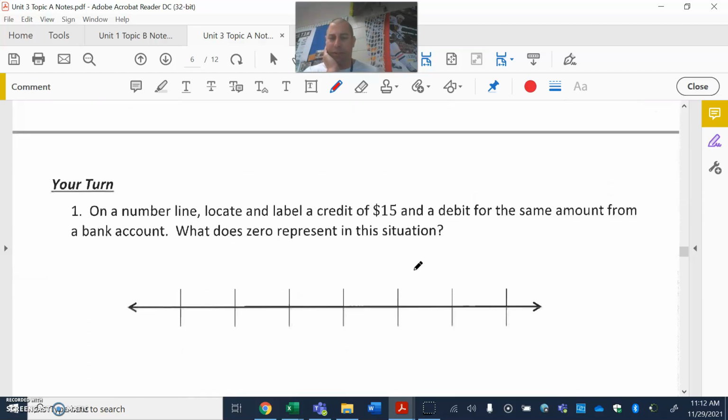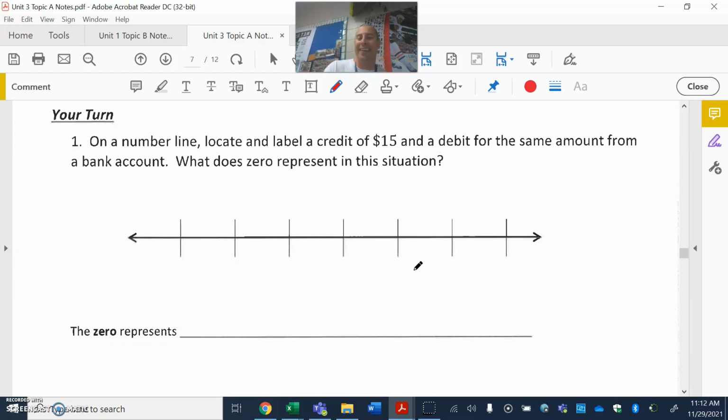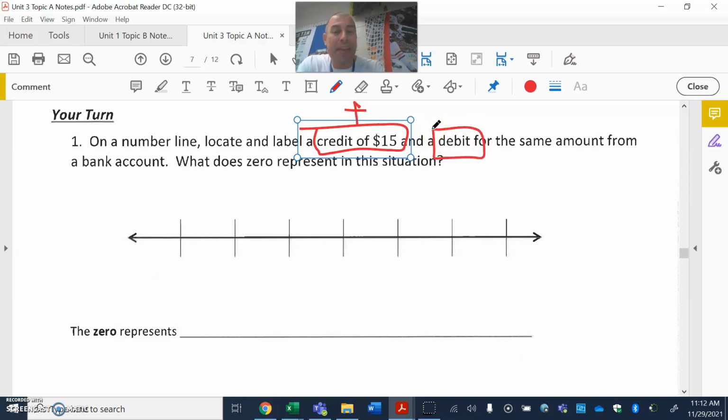Let's see what else we can find. On a number line, locate and label a credit of 15 and a debit for the same amount. When our account has been credited, that is a positive. A debit, like the word debt, is a negative, because we owe money. So I have 15 and negative 15. I'm going to choose my scale: 0, 5, 10, 15, and 0, negative 5, negative 10, negative 15.